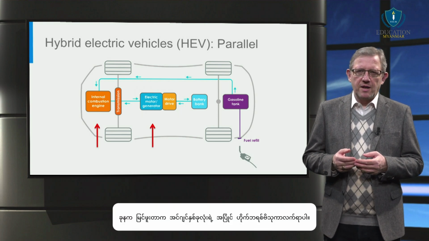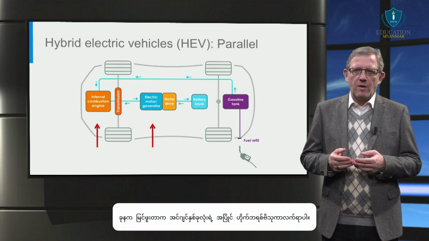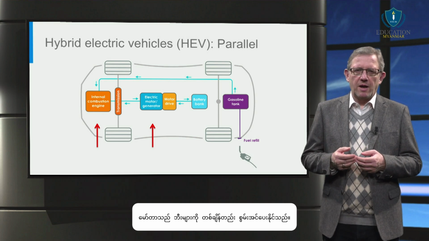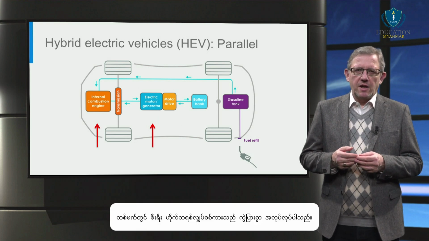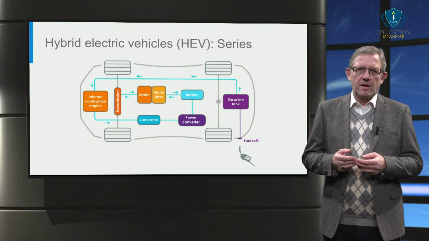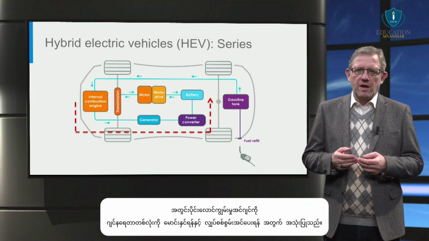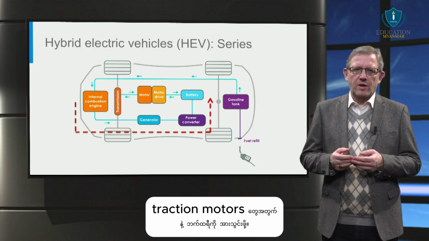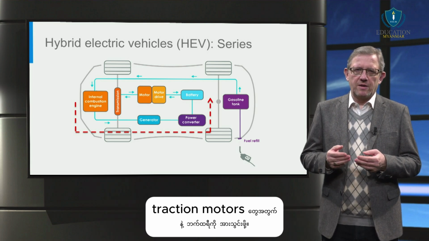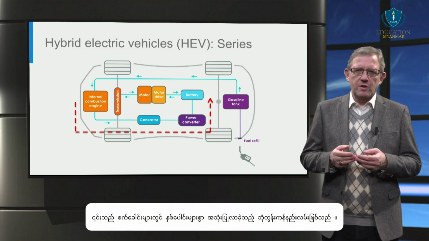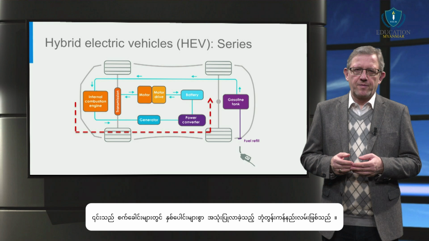What we have just seen is a parallel hybrid architecture, where both the engine and the motor can power the wheels at the same time. A series hybrid electric vehicle, on the other hand, works differently. The internal combustion engine is used to drive a generator and provide electrical power for the traction motors and to charge the battery. This is a common propulsion method which has been used in locomotives for many years.